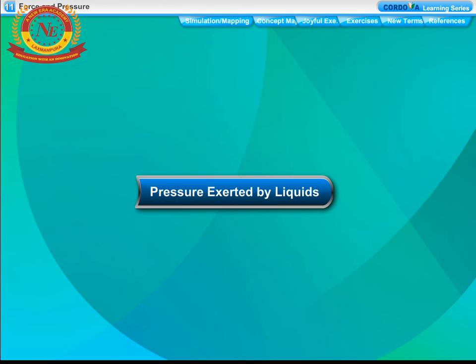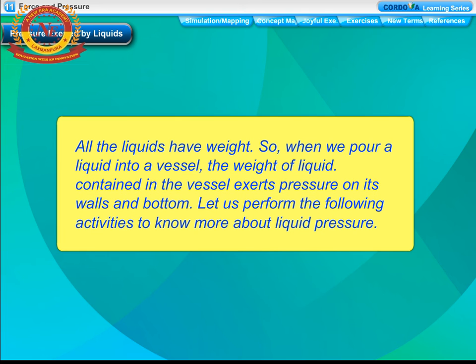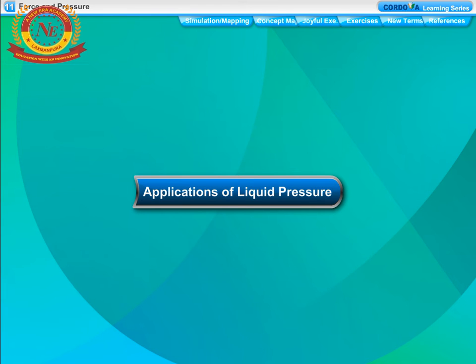Pressure exerted by liquids. All the liquids have weight, so when we pour a liquid into a vessel, the weight of liquid contained in the vessel exerts pressure on its walls and bottom. Let us perform the following activities to know more about liquid pressure. Applications of liquid pressure.